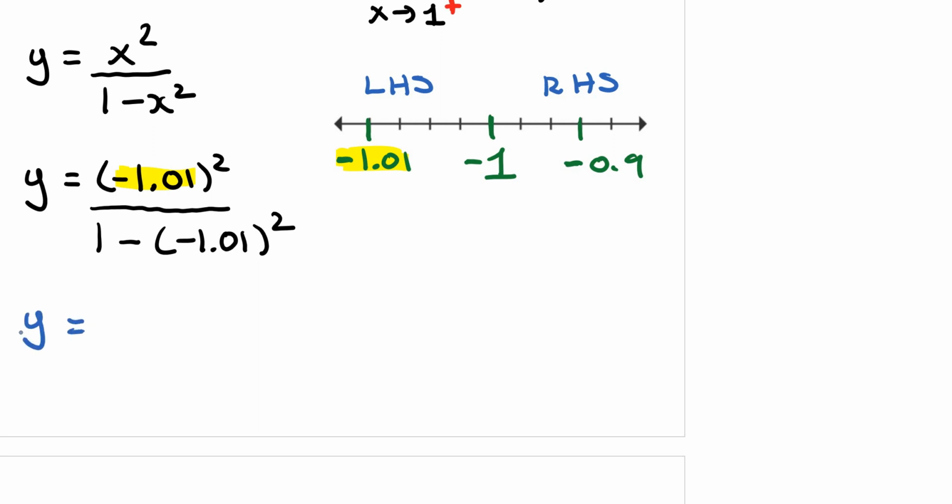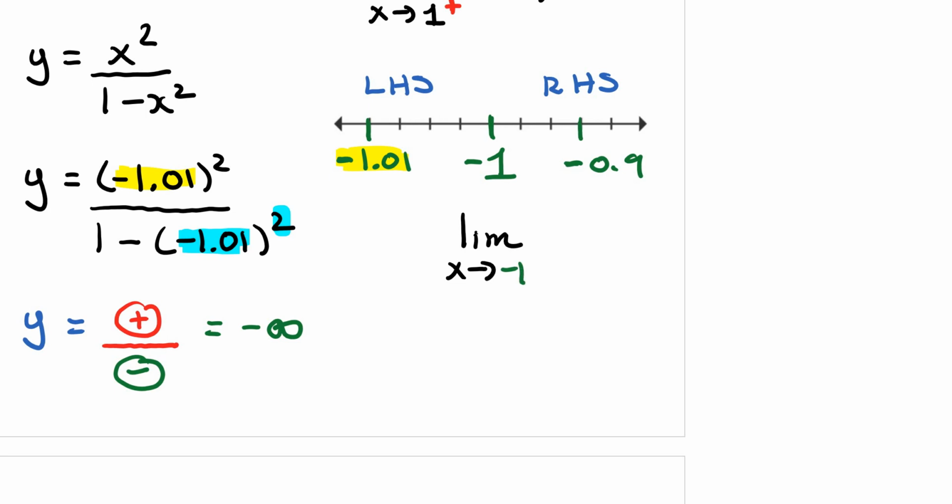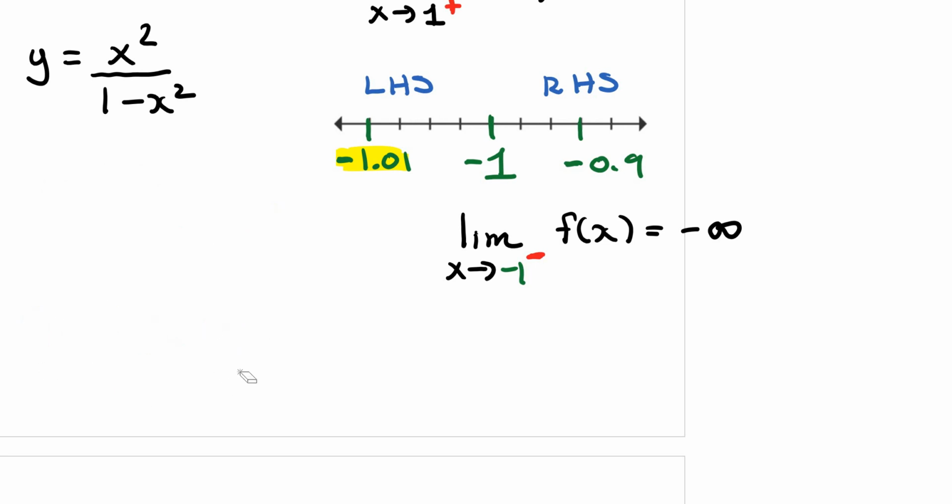If we analyze the results here, the numerator is always going to be positive. On the denominator, if I take this number and square it, that number is definitely going to be bigger than 1. So 1 minus a number that's bigger than 1 will give you a negative result on the denominator. This means you have negative infinity when we approach negative 1 from the left-hand side. How do I write that down? I write a limit statement here: as x approaches negative 1 from the left of the original function, we have negative infinity as an answer. We're done with the left-hand side. Now let's move on to the right-hand side.